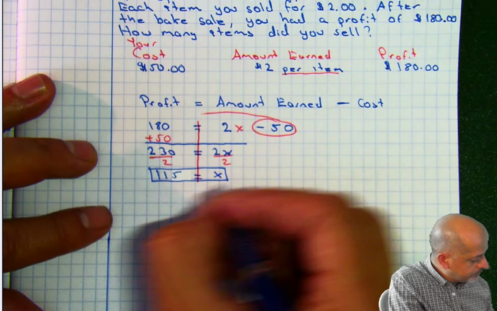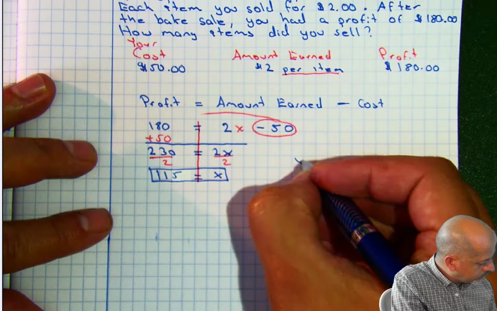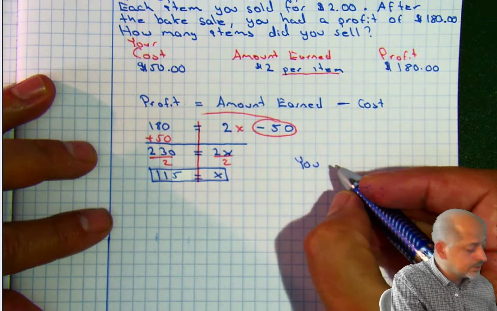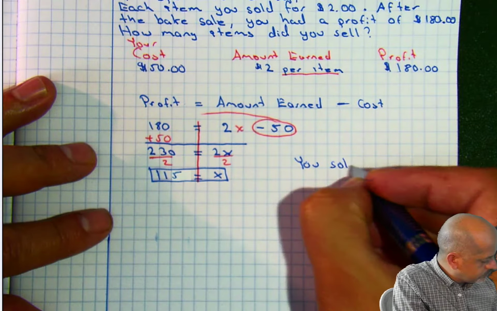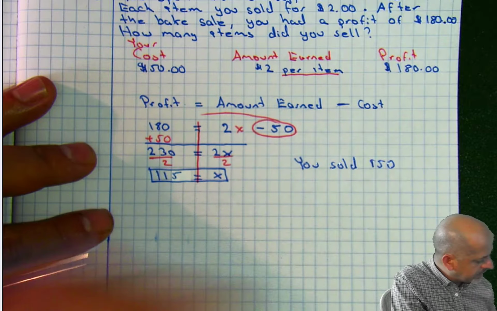So you solve, or you can say I sold 150 items.